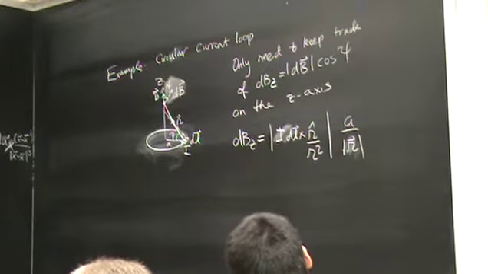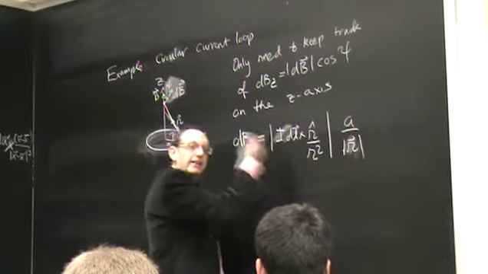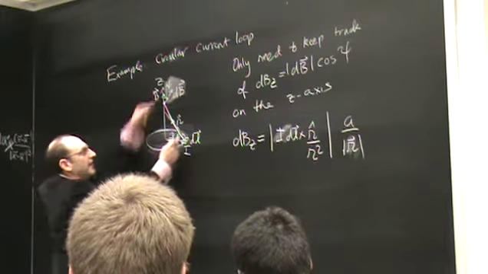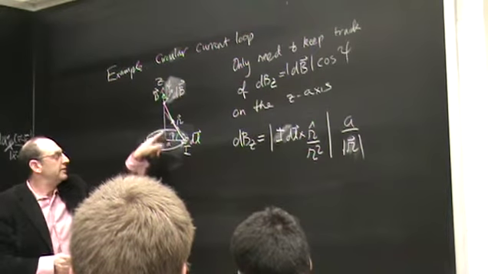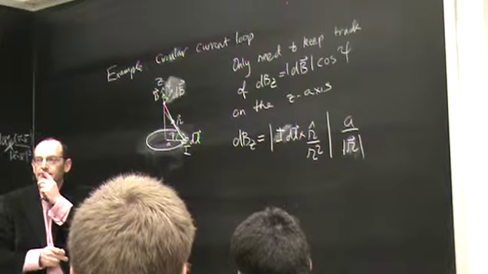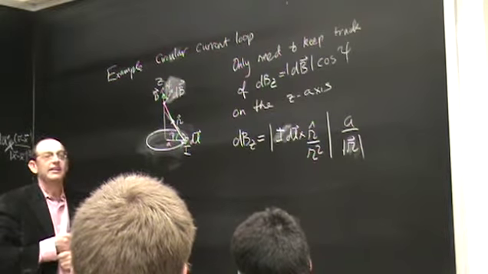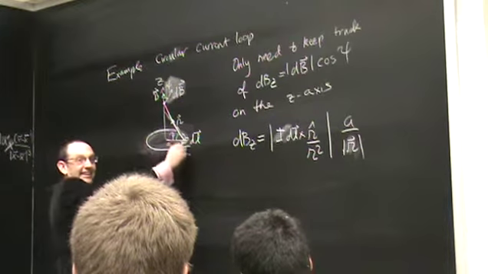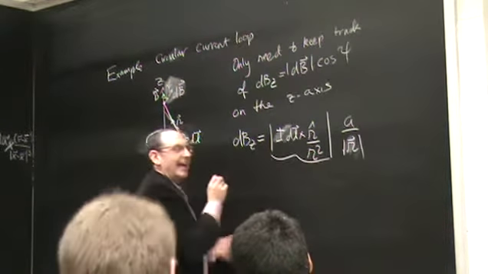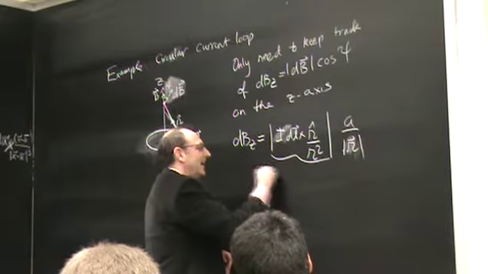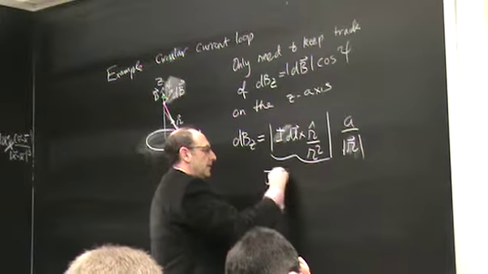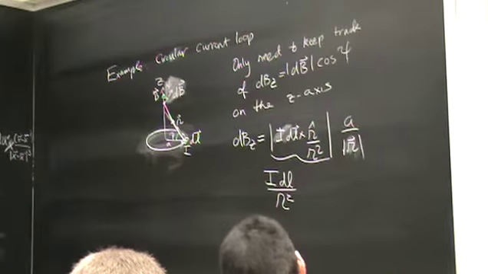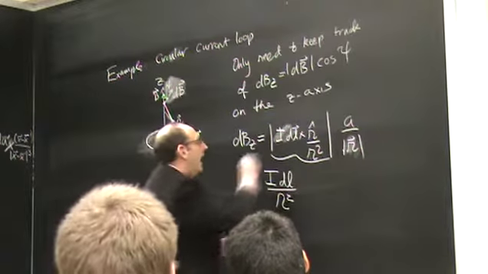All right, so what is the magnitude of this? The magnitude of this is the magnitude of this times the magnitude of that times the sine of the angle between script R and dl. What is the angle between script R and dl? 90 degrees, right? It's rotating. So this is equal to, man, cross products are annoying, but oh well, I times the magnitude of dl times the magnitude of this, which is that, over c. Yay! Thank you.